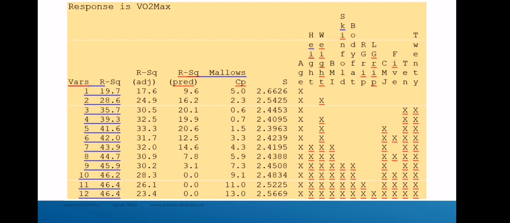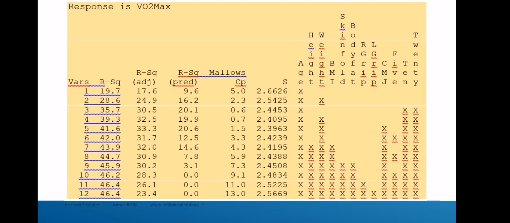And we need to be careful with this. R-squared adjusted is a good guide. S will also be small. S, the standard deviation, will be small for a good model. And Mallow's Cp will have a value close to p plus 1, where p is the number of predictors in the model.